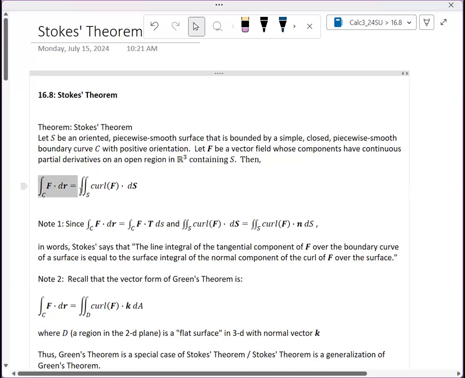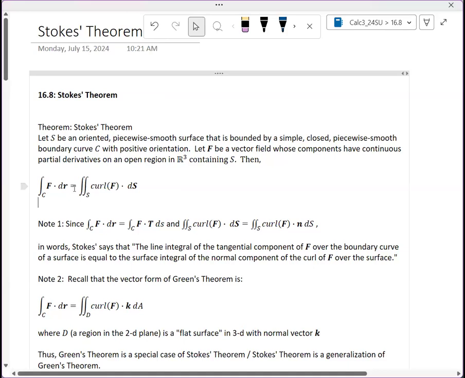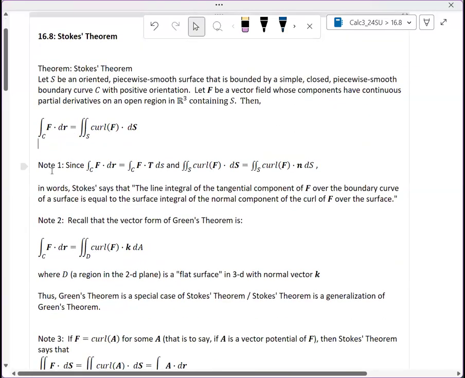And provided these conditions are satisfied, Stokes' theorem says that the line integral of F dot dr is equal to the surface integral of curl F dot dS, where the curve C is the boundary of the surface S. Okay, so a couple notes on this. So I guess maybe kind of a note zero.